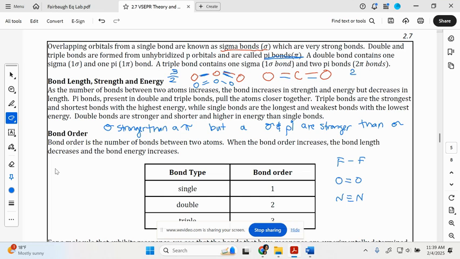Nitrogen. How many sigma bonds would nitrogen have? 1. The first one is a sigma. The subsequent ones are pi. So this is a sigma, and these two are pi. Is the first one always going to be sigma? First one is always a single bond, or a sigma. Sigma, pi. Sigma, pi, pi. Got it.